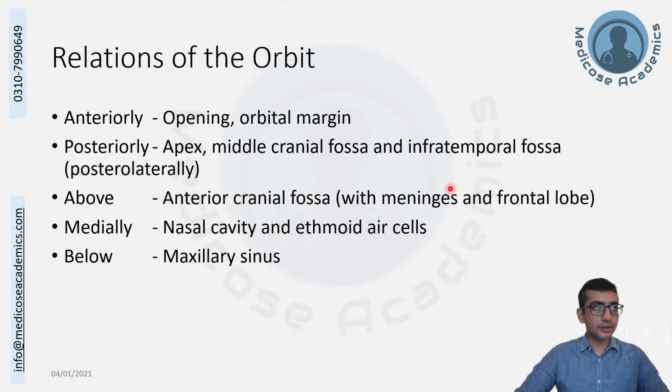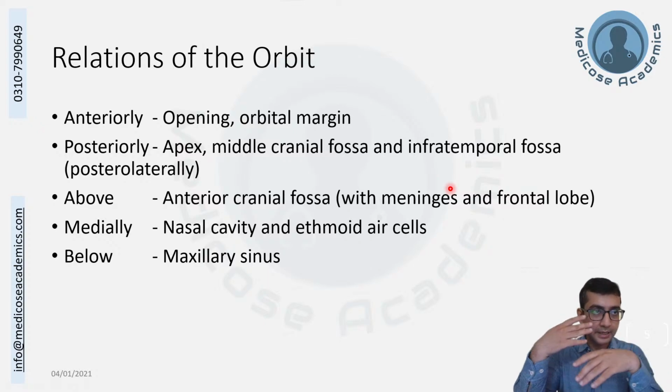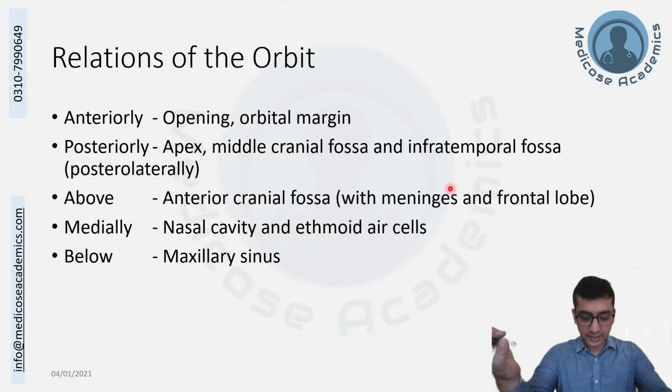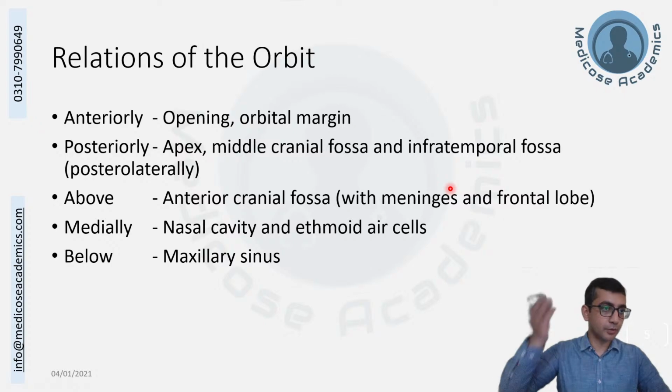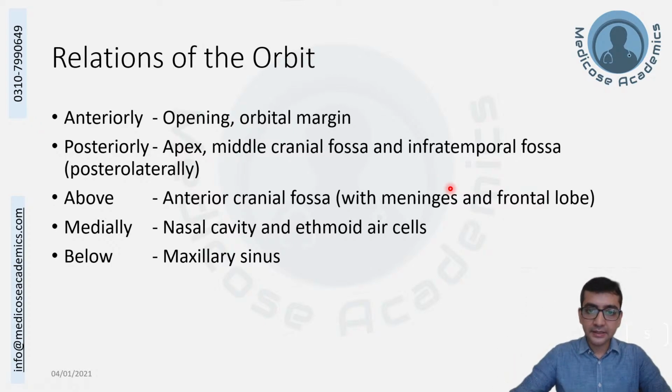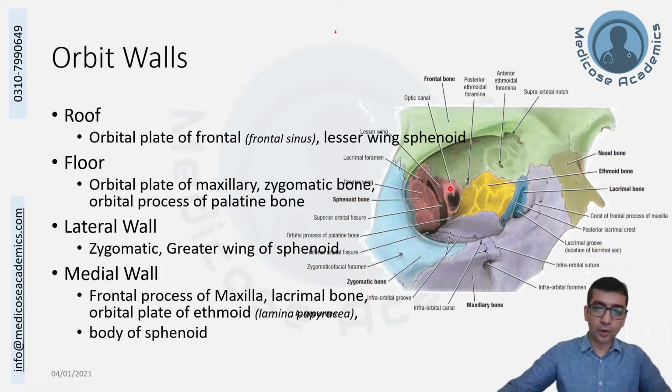So, relations of the orbit. Overall, the orbit anteriorly is opening to the exterior through the orbital margin, and it is only covered with eyelid. Posteriorly, there is the apex. The apex has the opening of the optic canal and the openings of the superior orbital fissures.